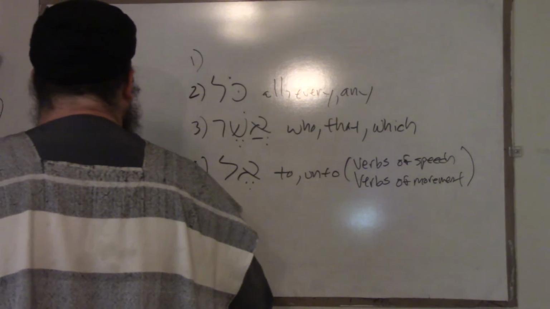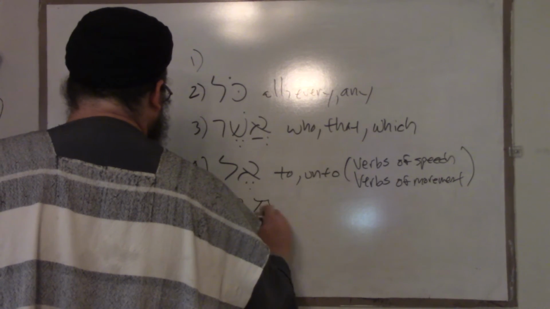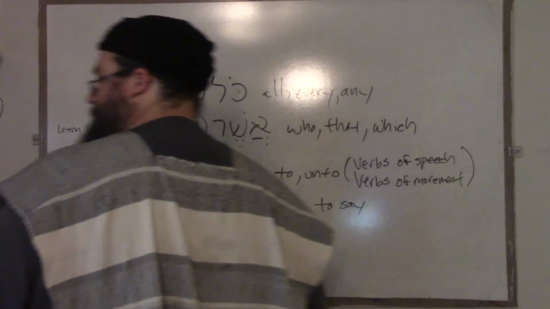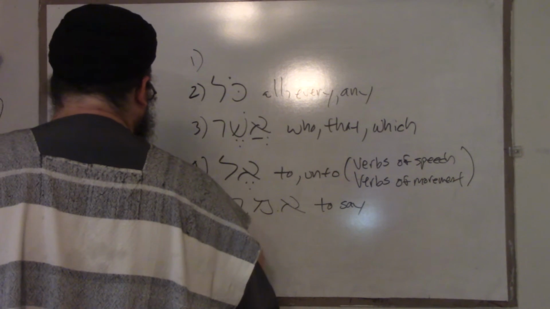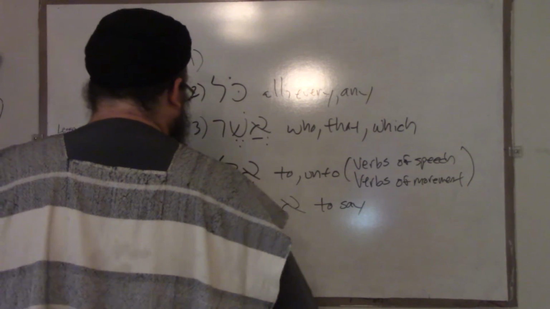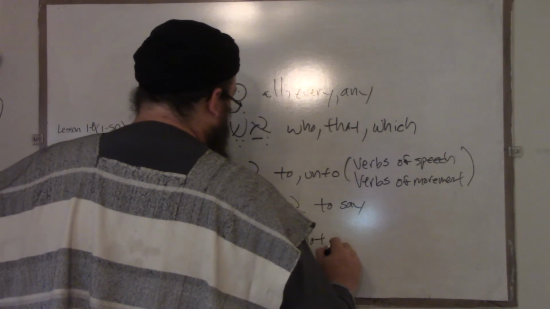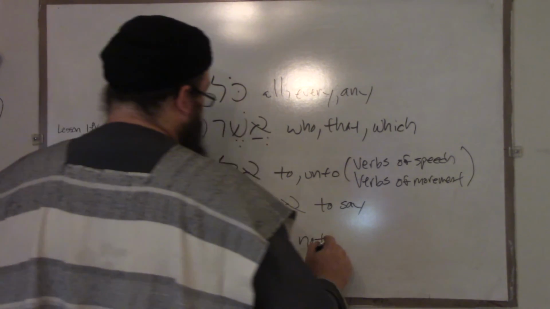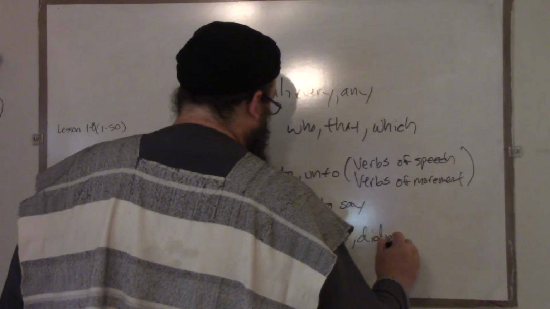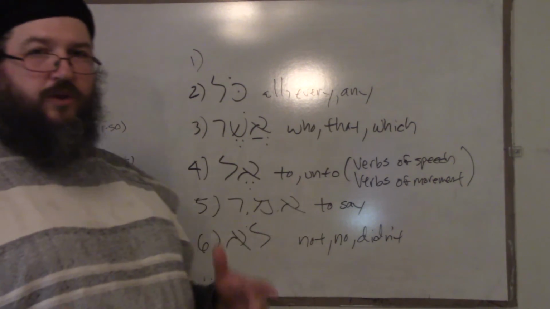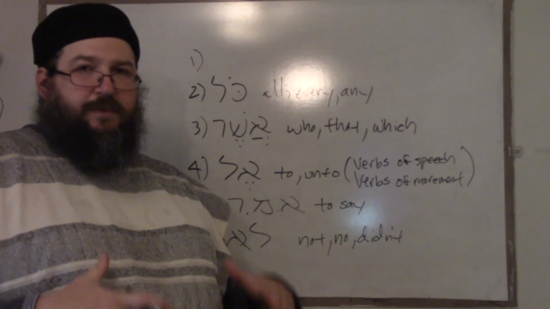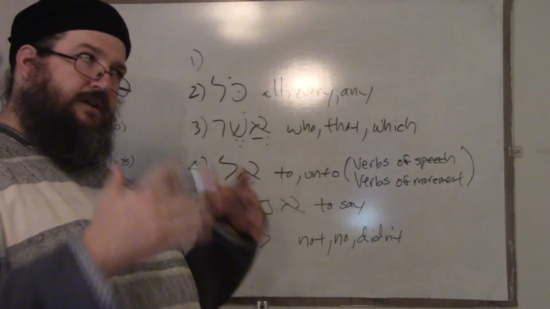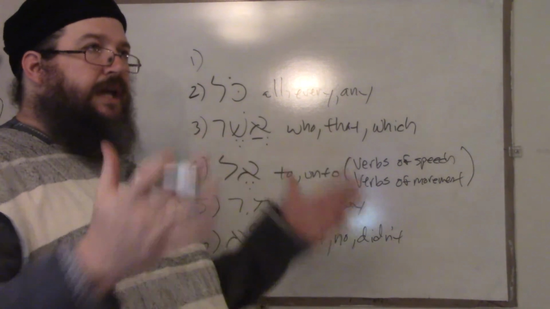The next one we're going to have is going to be the root Aleph Mem Resh, which means to say. The next one after that is going to be our negator, lo, which means not. Also, it can be used as no or didn't. You're going to see that there's going to be a fluctuation of how the word lo is going to be used. And the context will make a lot of sense based upon the fact of knowing, oh, well, that's what you would say in a future tense, or oh, that's what you would say in just a statement of, negating something, not, okay?